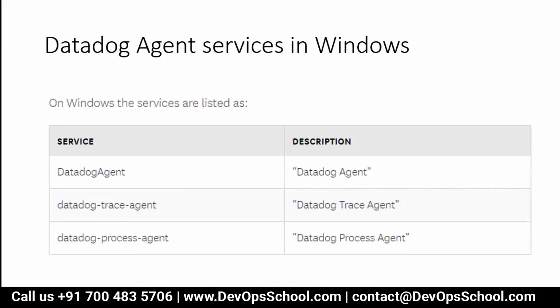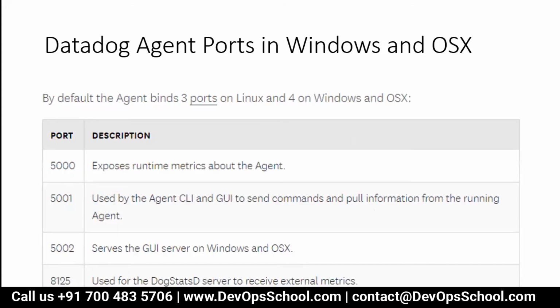Second one is called Datadog trace agent. And third one is called Datadog process agent. So if you enable the process, you will see this one also. If you enable the trace, you will see this one also, and agent by default. So these are the three services you will see, the processes you will see in the Windows machine. Okay.